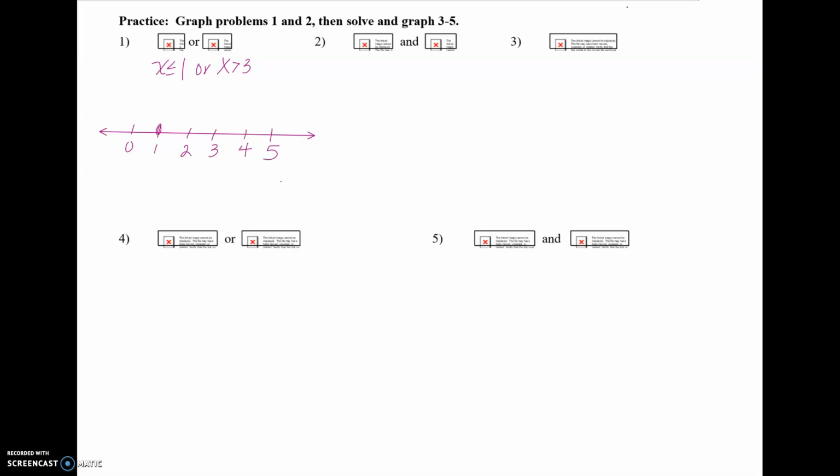Less than or equal to means a solid circle, and we'll have all solutions including the ones that are smaller. Greater than 3 is an open circle. It doesn't include 3, but it's everything greater than that.